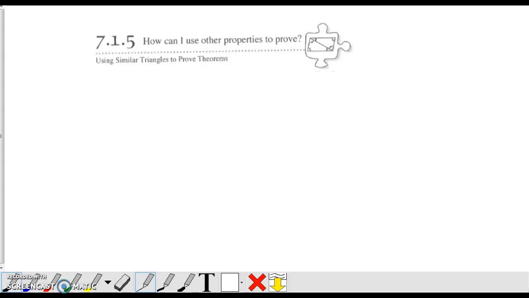In this lesson of 7.1.5, we're going to use our knowledge of similar triangles to prove two theorems. If you need some extra help, go ahead and click on the video first on our three theorems: the side similarity, side angle side similarity, and angle similarity. But if you feel confident with those, let's move on.